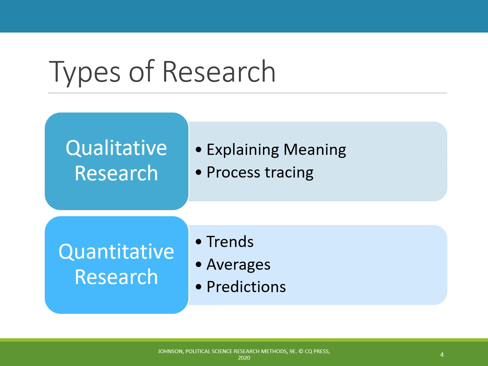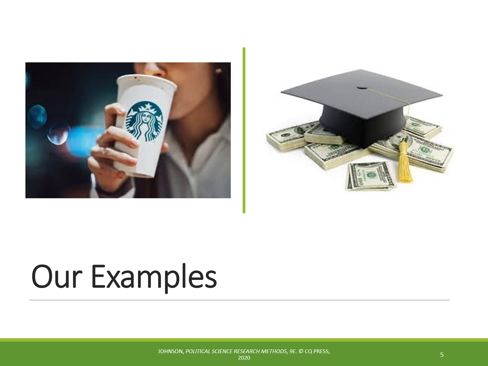Remember, qualitative research focuses on explaining meaning and tracing processes, and quantitative research focuses on trends, averages, and predictions. Those are two very important distinctions to make because it speaks a lot about your data and the type of research you're doing. So for our purposes in this lecture, we're going to use two examples we use throughout class. We're going to use the study of coffee's effect on test scores for students and the relationship between money or income and education. We'll use those examples as I go through and explain each one of these designs to you.